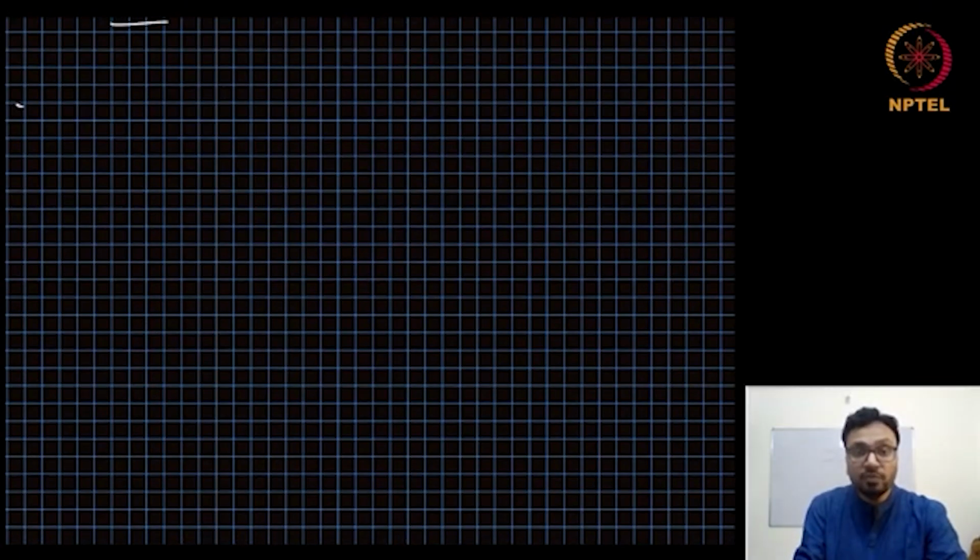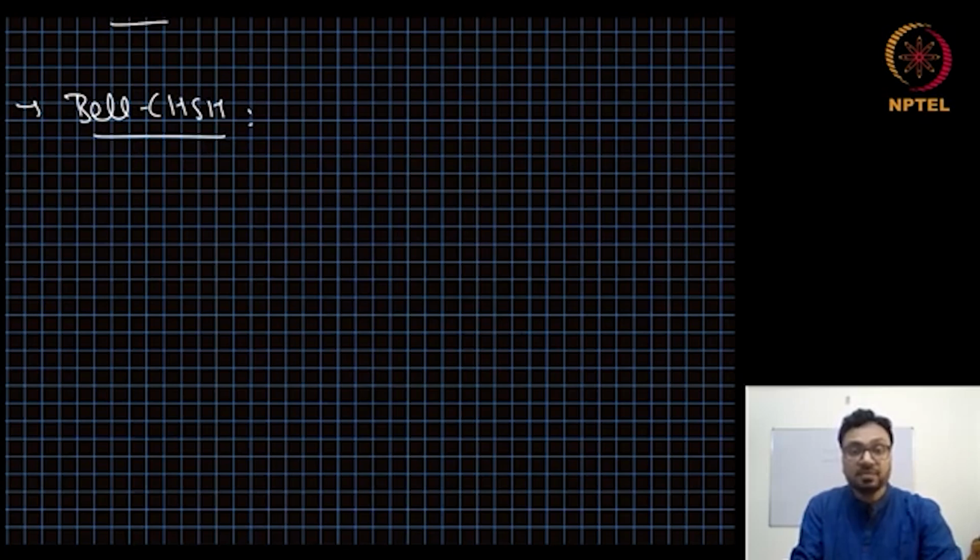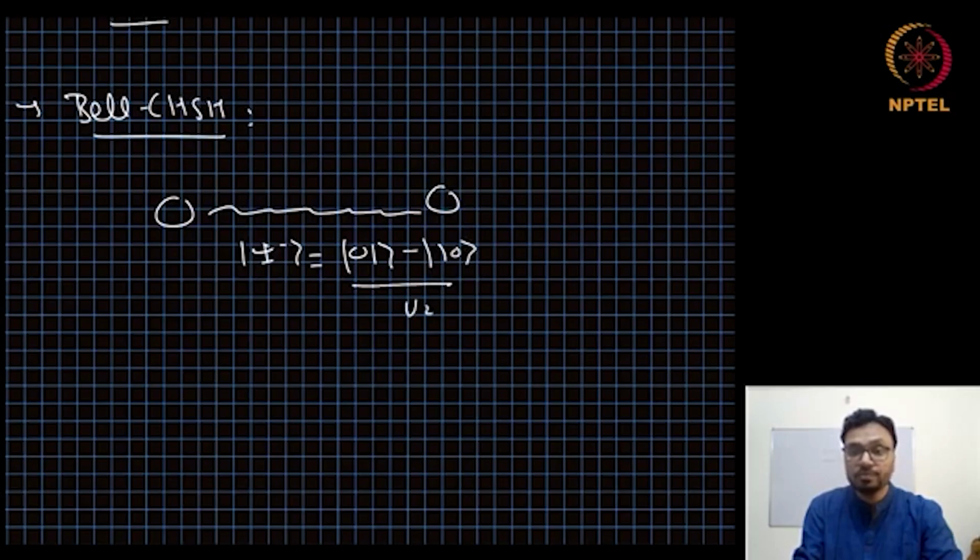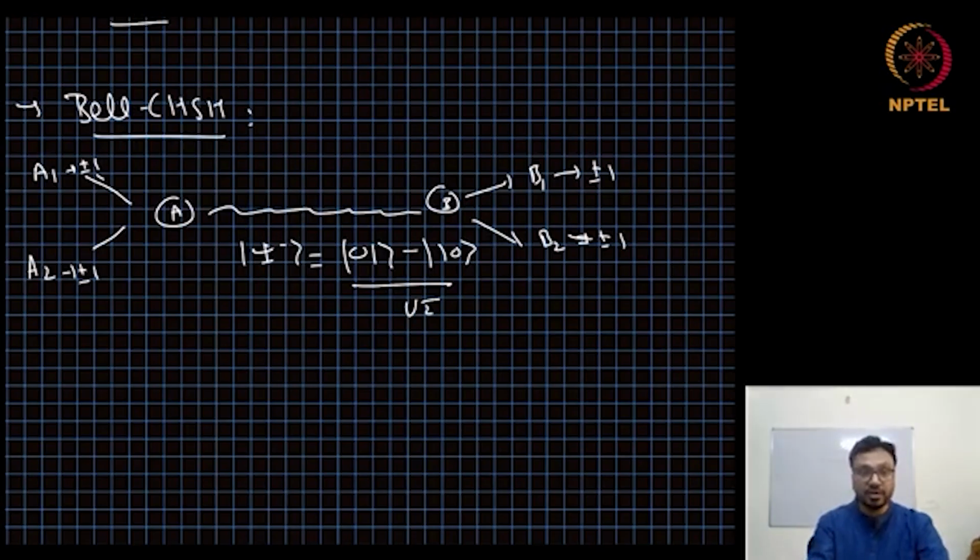Now we will move on to the Bell CHSH inequality. In that we take two particles, they are entangled. Let us take the singlet state again, (01 minus 10) over root 2. On particle A, we can perform two measurements randomly, let us say A1 measurement or A2 measurement, and both of them can give us plus or minus 1 eigenvalue outcomes. Similarly, B1 can give us a plus or minus 1 outcome and B2 can give us a plus or minus 1 outcome. So randomly we choose A1 or A2 measurement on particle A and B1 or B2 measurement on particle B, and their outcomes are plus or minus 1, either one of them.